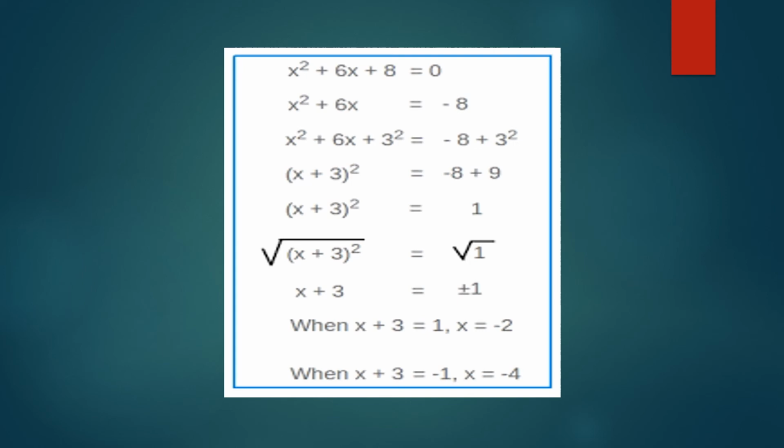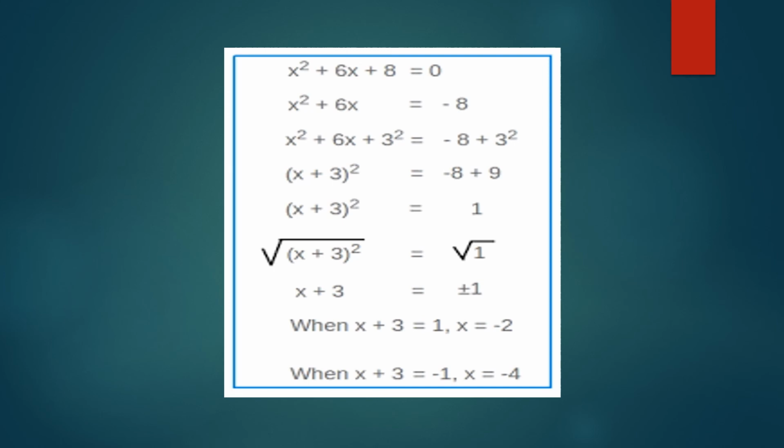In the next step, we are moving the constant 8 to the right hand side. That is, x square plus 6x is equal to negative 8. Positive 8 when moved to the other side will become negative 8. Then we have to identify the linear coefficient, that is the coefficient of x. The coefficient of x in this particular equation is 6. We have to take 6 and divide it by 2. 6 divided by 2 will give us 3.